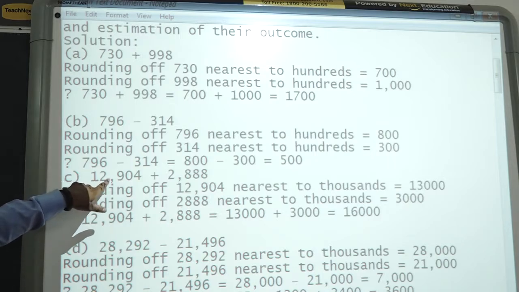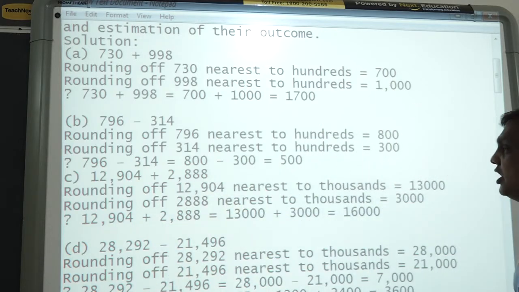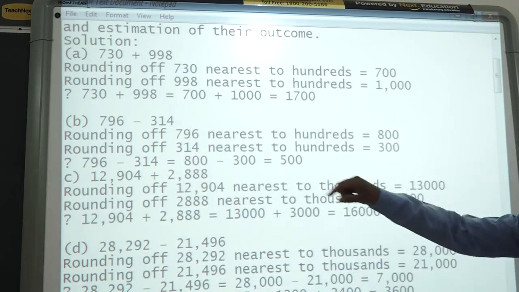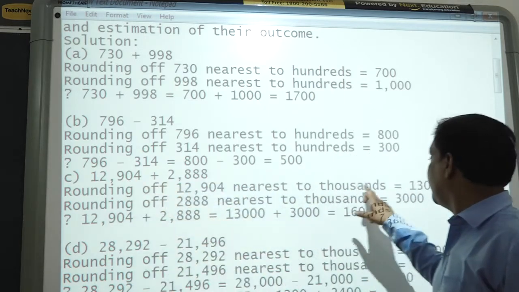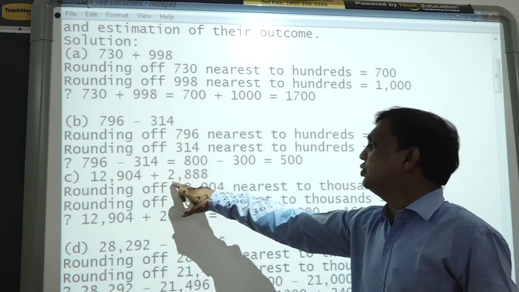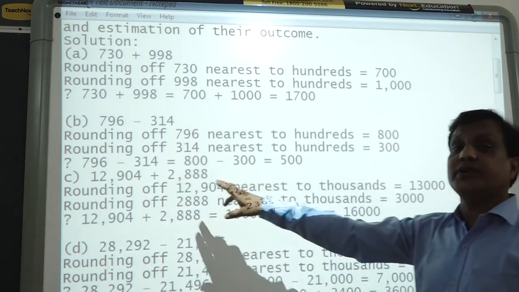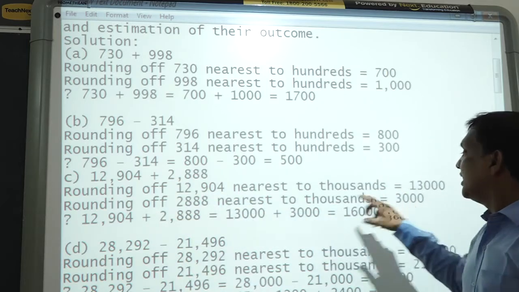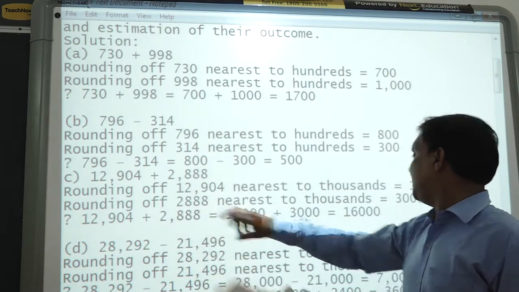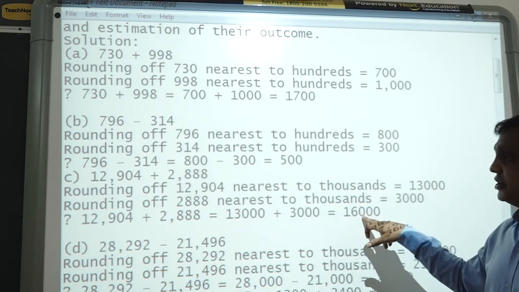The third question is 12,904 plus 2,888. Here the last place is thousands, so you have to convert these numbers to the nearest 1000. 12,904 becomes 13,000, and 2,888 becomes 3,000, because the last place is thousands. When you add both numbers, the answer is 16,000. This is called the general rule.